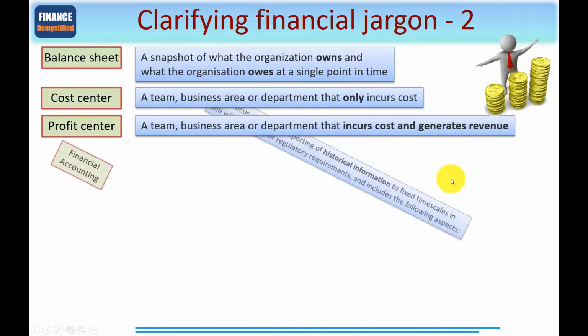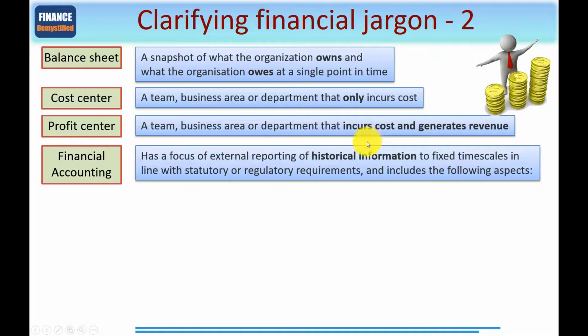Next up, financial accounting, a very general overview term here. You'll recall I covered this in the first module, and that was the difference between financial accounting and management accounting. So let's just refresh our minds. Financial accounting has the focus of external reporting, of looking back at historical information against fixed timescales in line with statutory or regulatory requirements. This might mean, for example, your fiscal year, and includes the following aspects.